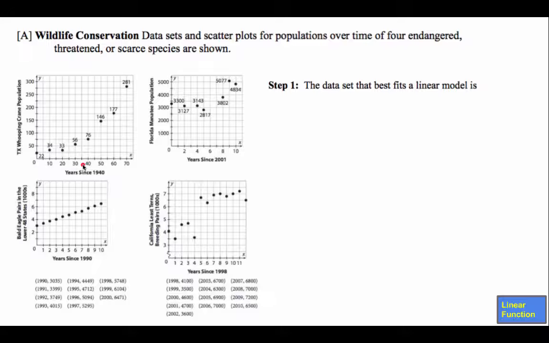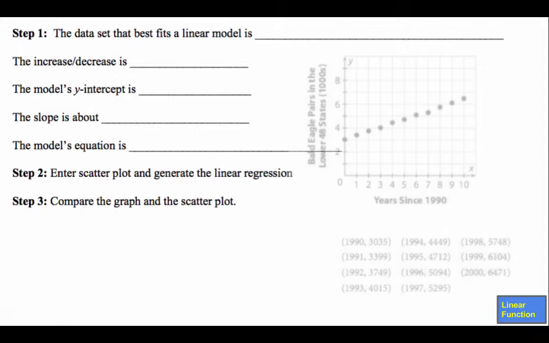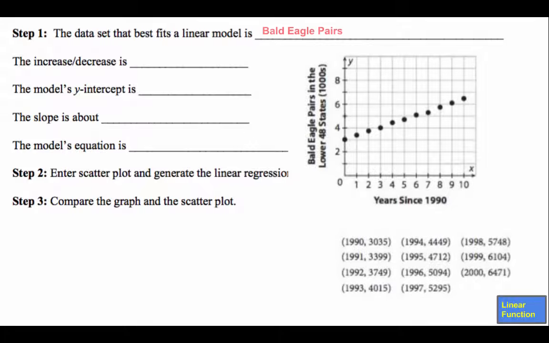Well, I think it's this one, isn't it? I mean, it's pretty straight, so let's go with that one. And step 2, we'll be doing the scatter plot and generating the linear regression, and number 3, we will compare the graph and scatter plots. So number 1, we went with bald eagle pairs.